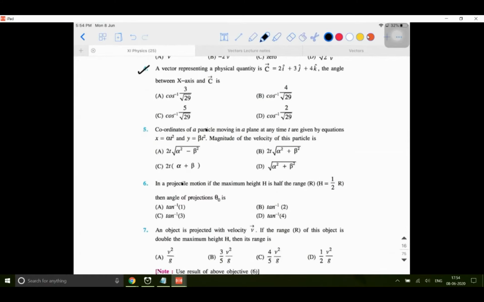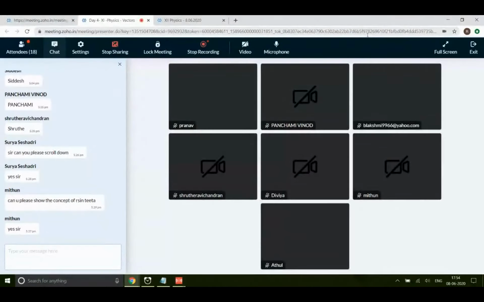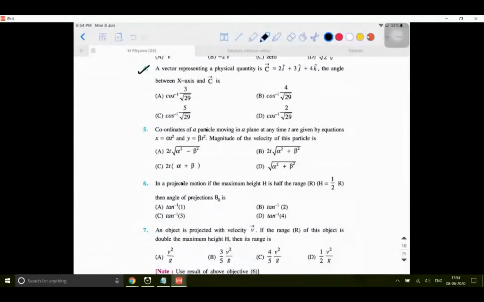So how do you write x-axis as? Anybody? So what is the unit vector used for x-axis? I cap, that's it. When they simply say x-axis, this is just I cap. So what you need to do is find the angle between 2i cap plus 3j cap plus 4k cap and I cap, that's it.